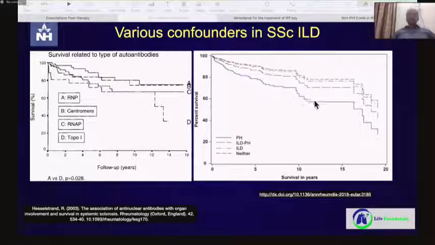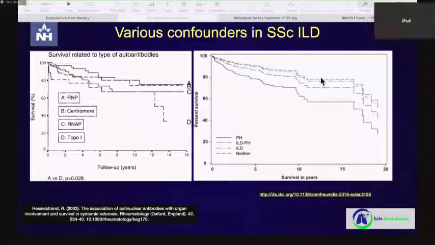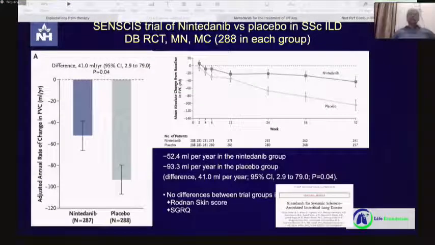Obviously, if a person has associated pulmonary hypertension, they do worst of all. And those with ILD alone, without pulmonary hypertension, do best of all. So you really need to tease out in SSc-ILD what kind of patient you're dealing with, what does it look like clinically, what does it look like antibody-wise, and is there any associated interstitial lung disease? Then you'll get a better idea of how to prognosticate these patients.